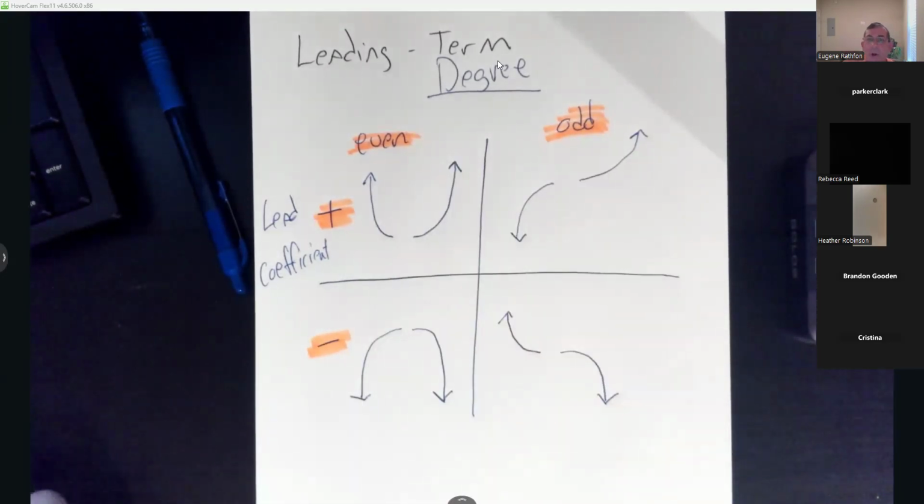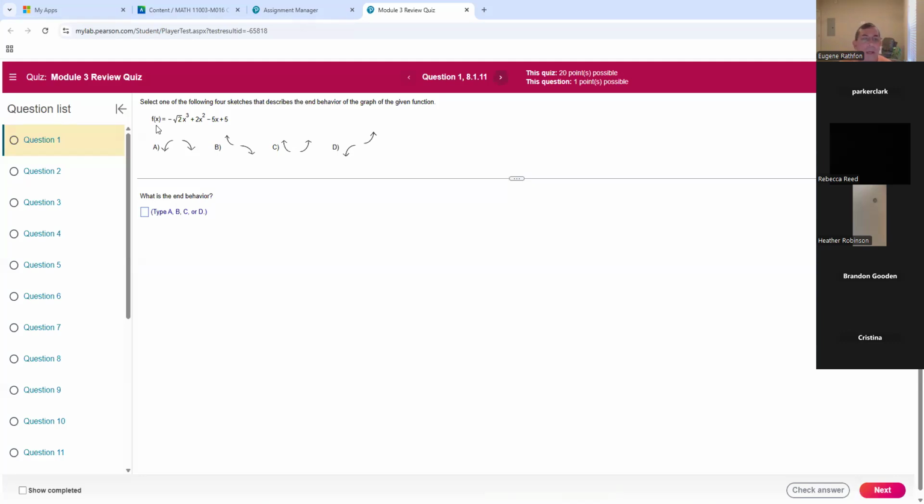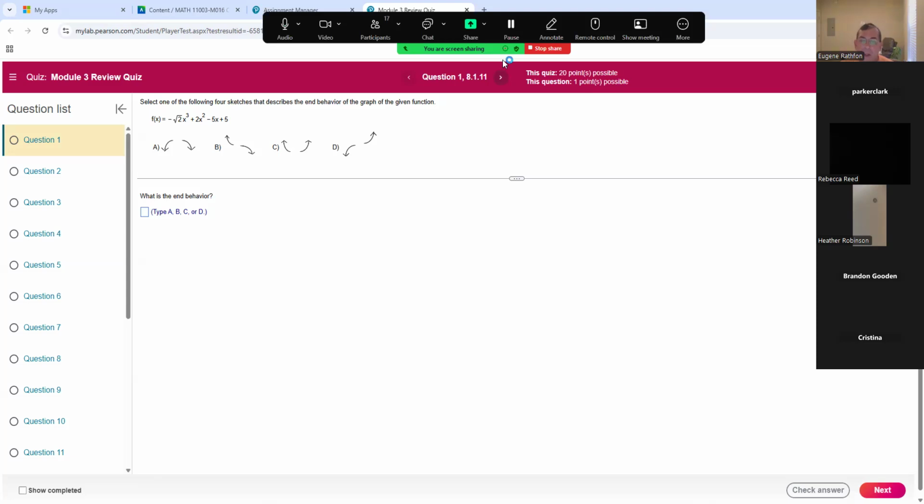So I'm going to share problem number 1. For number 1, they're giving me f of x equals negative square root of 2 x cubed plus 2x squared minus 5x plus 5, and they want to know the end behavior. So y'all, my leading term is the negative square root of 2, x cubed. 3 is my degree, which is odd, and the lead coefficient is negative square root of 2. So I'm looking for the picture that has an odd degree and a negative lead coefficient.